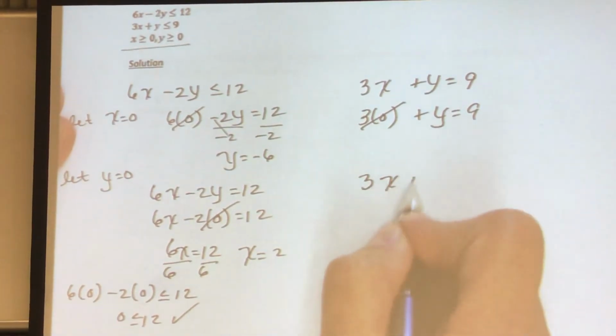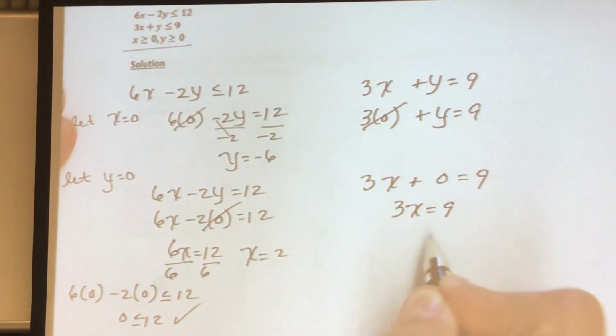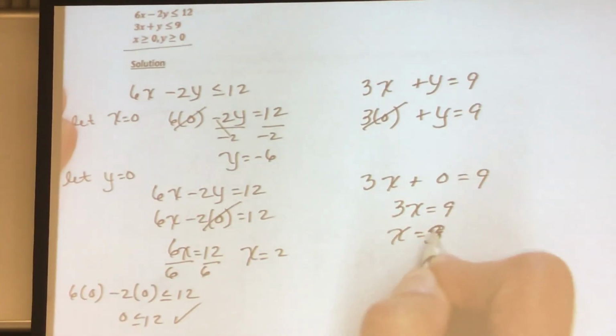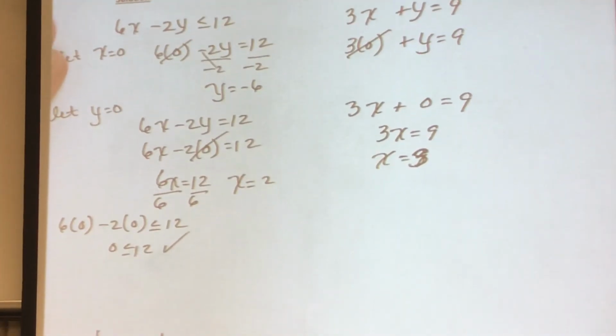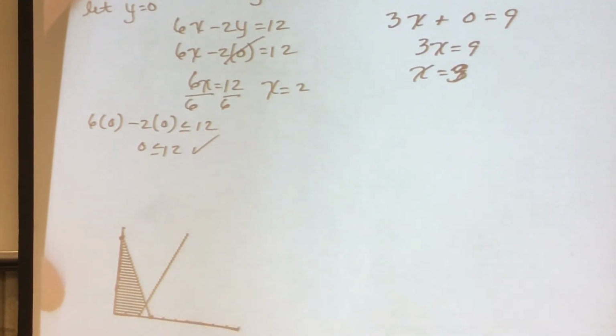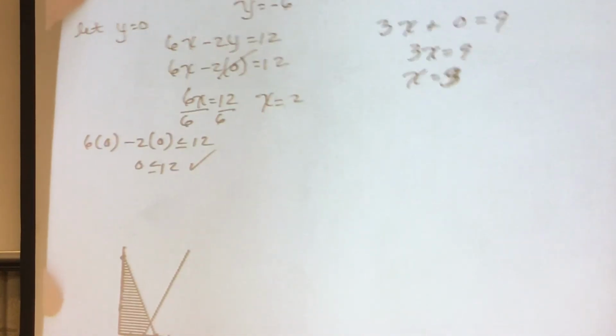So we have 3x plus 0 is equal to 9. 3x is equal to 9. Therefore, x is equal to 3. I'm sorry, 9 divided by 3 is 3. So our x-intercept is 3. And here we have 3, 0, and 0, 9. And again, we're drawing a solid line.